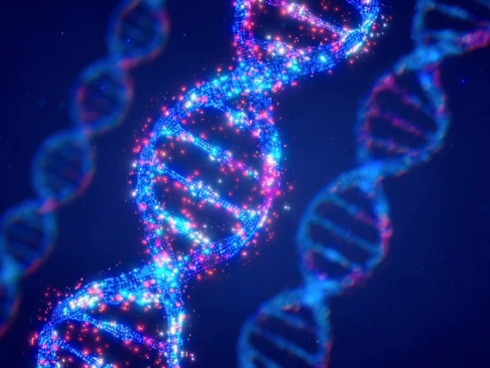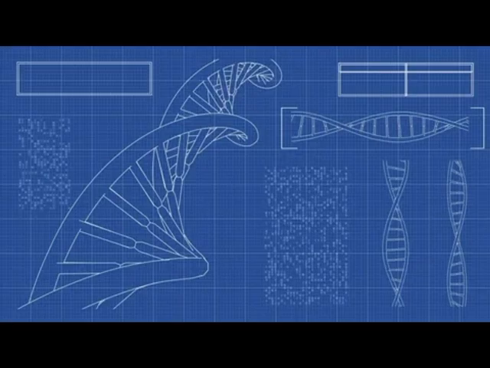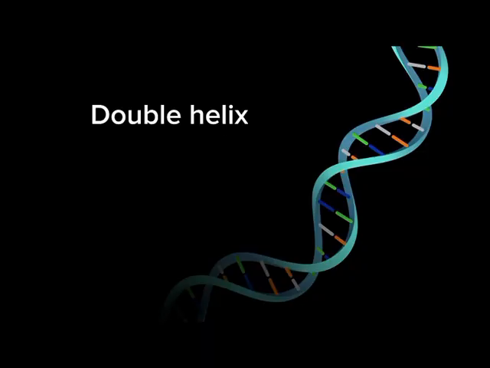Let's take a deeper dive into DNA. For example, here are the first 24 bases in a keratin DNA strand. DNA is a genetic blueprint for all living organisms, even us. DNA is made up of two strands, a coding strand and a non-coding strand, twisted together into a double helix.